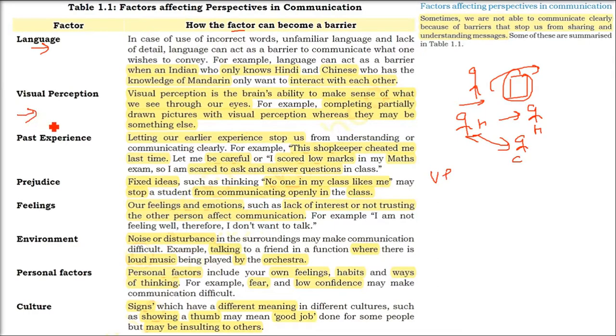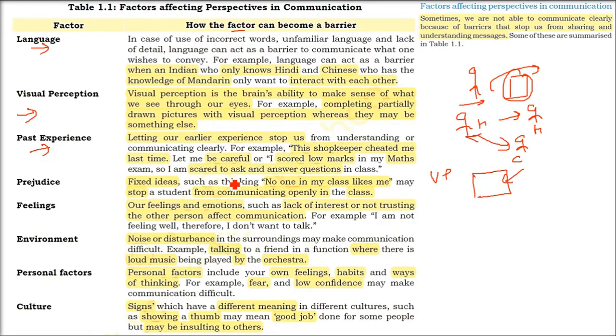Second thing comes as visual perception. This is also a barrier. That is, what you see is not always what the reality is. The brain has the ability to see through the eyes, but the basic thing is, what you see you shouldn't always believe, until you are very sure about it. In a picture, sometimes it is not what you see. So you have to be very careful about this. Don't make your visual perception biased.